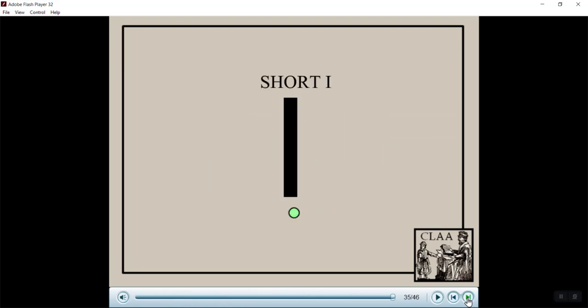The next sound in Middle English we need to learn is the short I. This sound is pronounced as I, I. This sound is not in classical or ecclesiastical Latin. It's pronounced I, I.